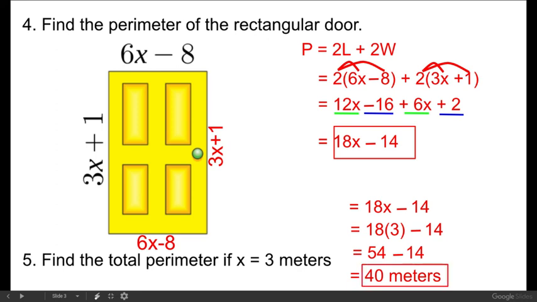So the perimeter of the door is 40 meters. Hopefully this will help you finish this form.